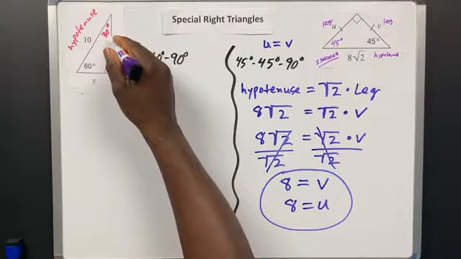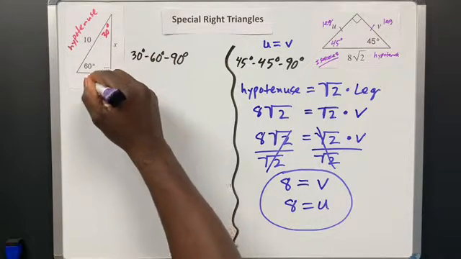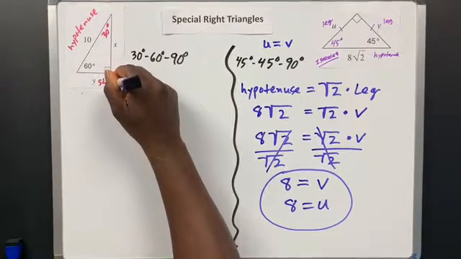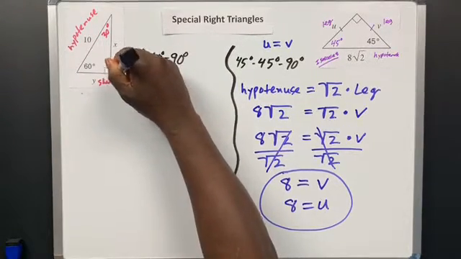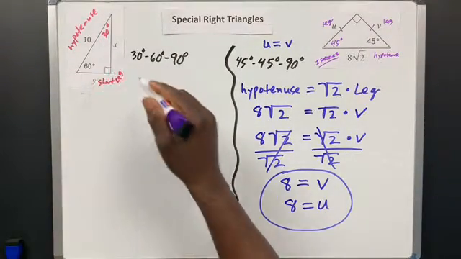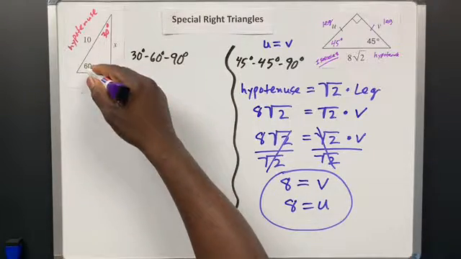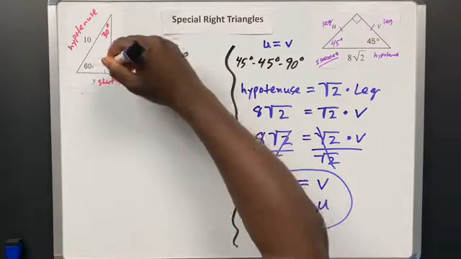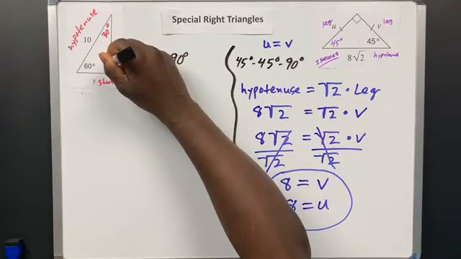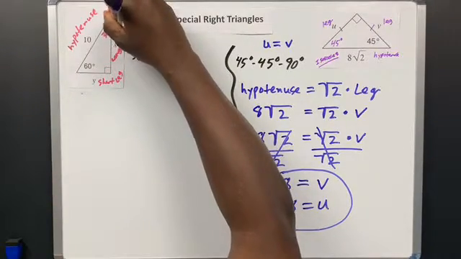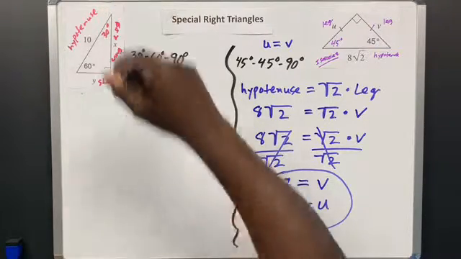And since the smaller angle is 30 degrees right here, the side opposite is y, this is our short leg. So I'm going to put short leg. That's our short leg, y, and since this is the larger angle comparing 30 and 60 degrees, this right here is our long leg. So I'll just write long leg. All right.